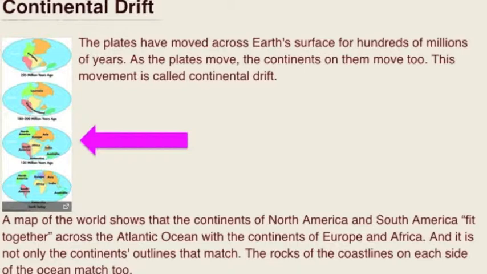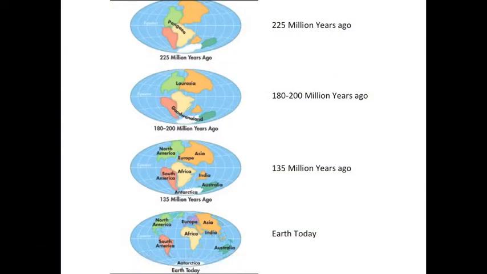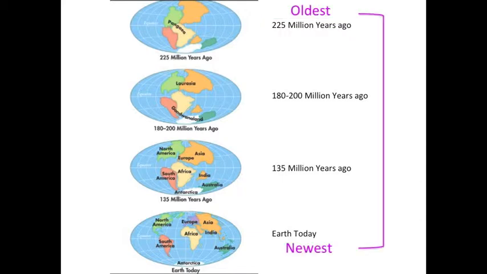While we look at the image, try to think about the purpose of the image. Why did the author include it? Now let's take a look at the whole diagram. I can see the dates on each map of the world. I see that the word on the bottom says Earth today, and one on the top says 225 million years ago. Quickly, I can tell that this diagram shows me 4 pictures of the Earth, from oldest to newest.